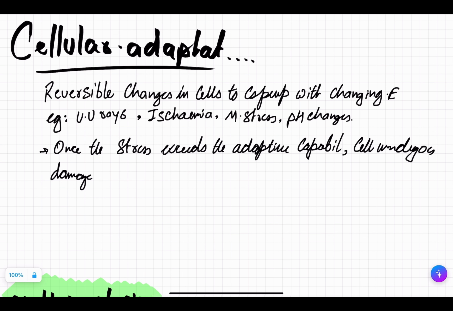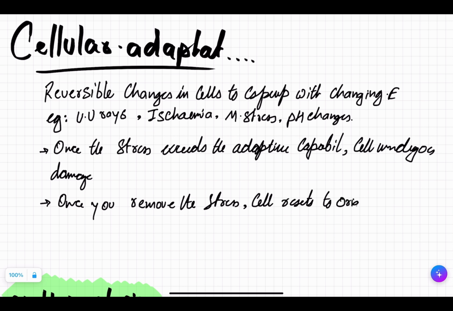The cell will start to freeze up, it will undergo damage, but that would be still reversible cell damage. And if you go even beyond it, the temperature will be -50, -55, UV rays will be there, and the cell will this time undergo irreversible cell damage. So once the stress exceeds the adaptive capability, the cell undergoes damage, initially reversible and later irreversible. But once you remove the stress, the cell resets to original state. For example, if you go on the mountain, your hemoglobin is high, your heart rate is high, but when you come down, it again resets. So when a cell is in stress, it will adapt, and if you remove the stress, the cell will come back to its original state. That is your cellular adaptation.